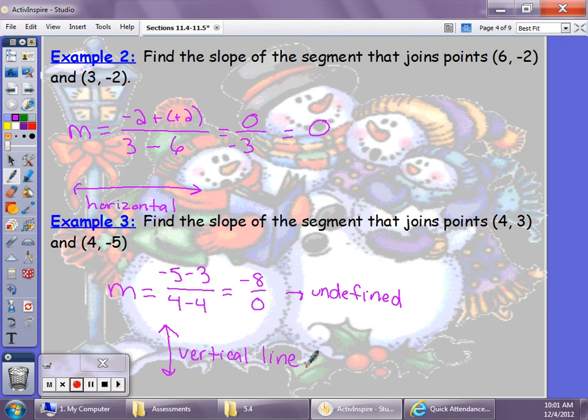And these are our 2 special types of slopes. So we actually have 4 different types of slopes. We have a positive slope, which means the graph increases from left to right. We have a negative slope, which means the graph decreases from left to right. And our 2 special cases where we have horizontal lines which carry a slope of 0 and vertical lines which carry an undefined slope.